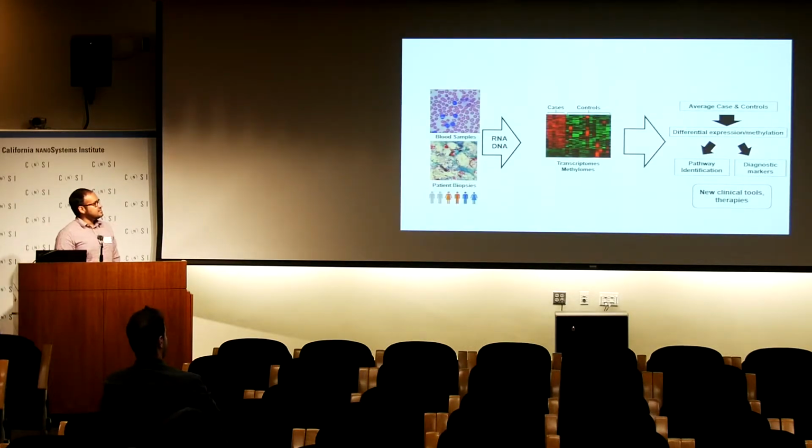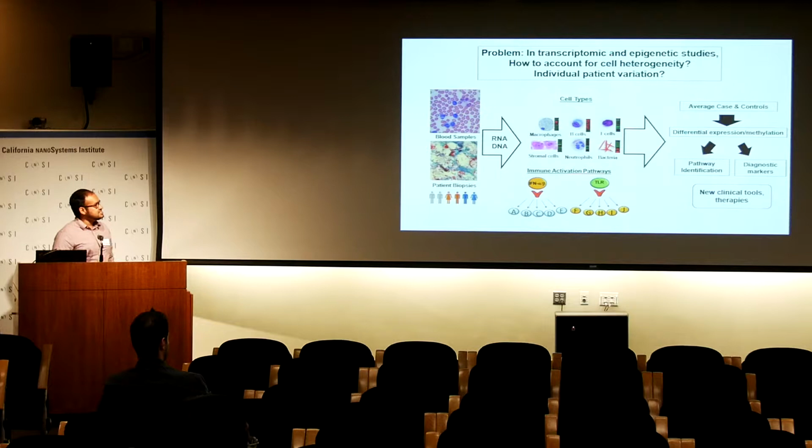So a common research approach in differentiating two different disease states is to take samples, maybe blood samples or patient biopsies from cases and controls within different patients, extract the RNA or the DNA, and then perform a transcriptome or methylome DNA methylation analysis. You average the case and controls, do differential expression or differential methylation, and then through that, look for pathway identification, diagnostic markers for the idea of developing new clinical tools and therapies.